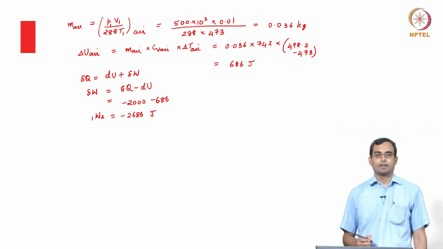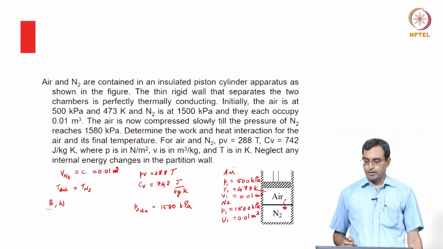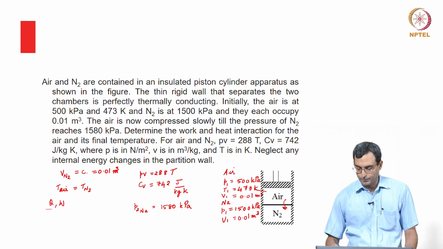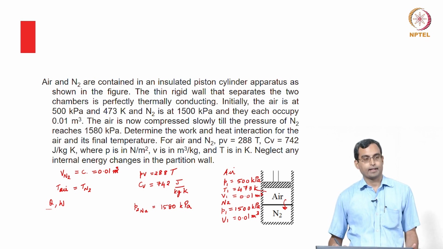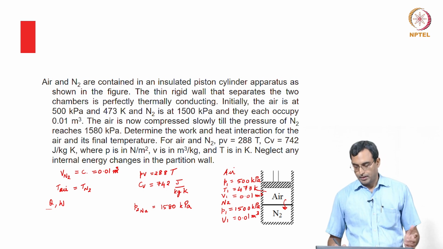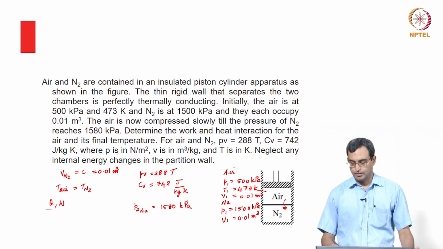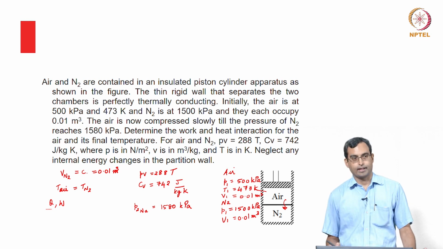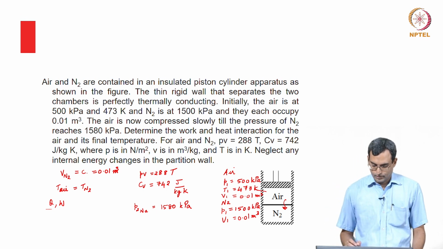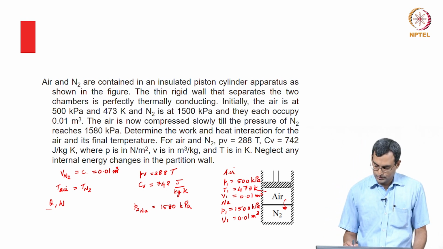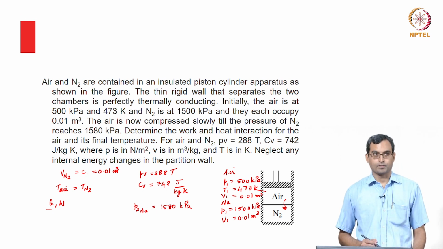So, essentially what we have is that for the air work is negative, which is what we expect because this piston is compressing down. So, for the air the work interaction is negative, because of which the air becomes hot, because of which it transfers heat to the nitrogen. So, the heat transfer for the air is also negative. That is essentially what we see. So, we were asked to find out work and heat interaction for the air, which we found out. The final temperature is also something which we have found out.